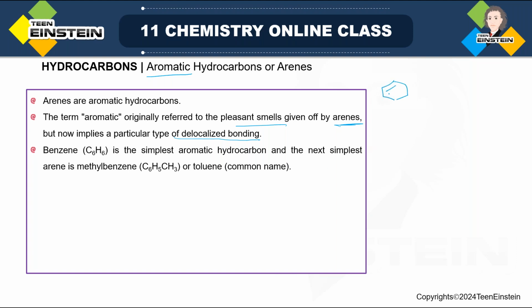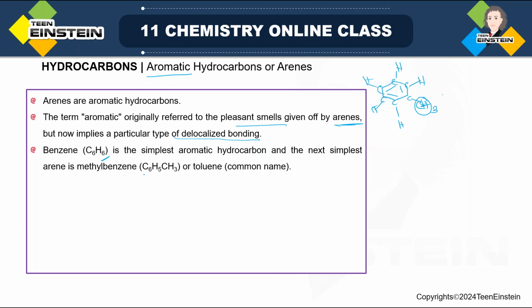So this is benzene. There are 3 CC double bonds, all of these are carbon, and there are a total of 6 hydrogens. That is why the formula is C6H6. For the next simplest member, you can replace one H with CH3. So now this H is converted to CH3, and the formula changes to C6H5CH3, because one H is replaced by CH3. So it is now H5 and one methyl group. The common name we use for this compound is toluene.